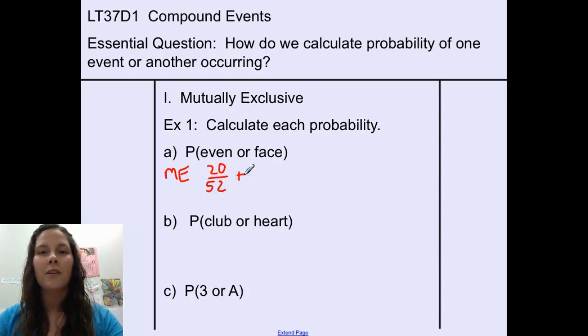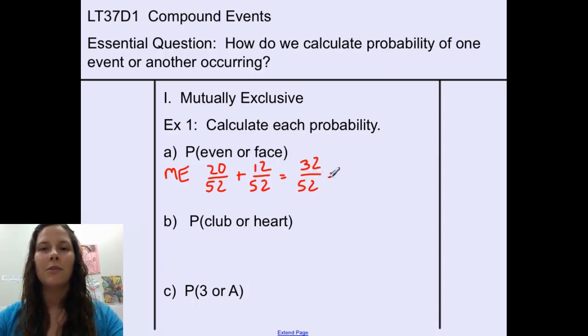For face cards, we have Jack, Queen, and King. So 3 cards in each suit times the 4 suits gives us 12 face cards out of 52. Adding those together, we get a total of 32 cards that are even or a face. And then we'll simplify. We'll divide each of them by 4, and we get 8/13.